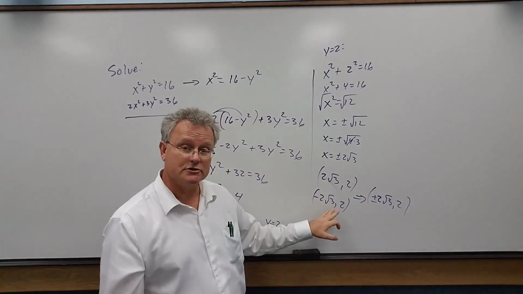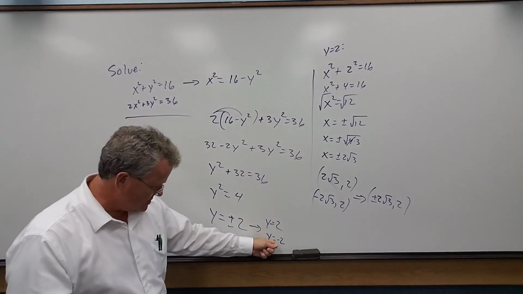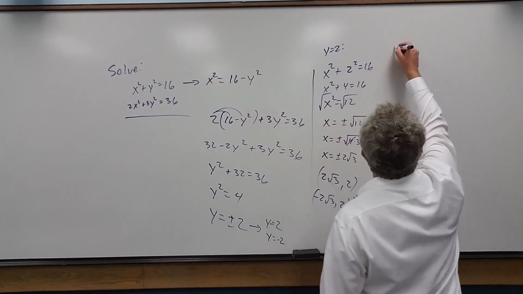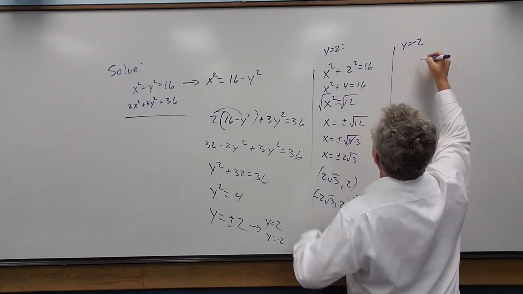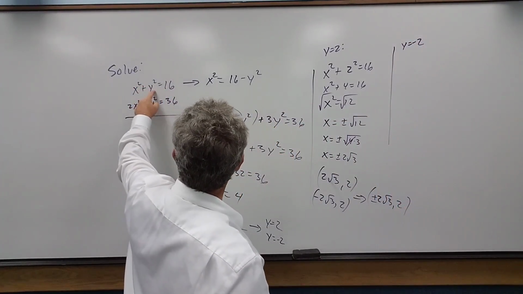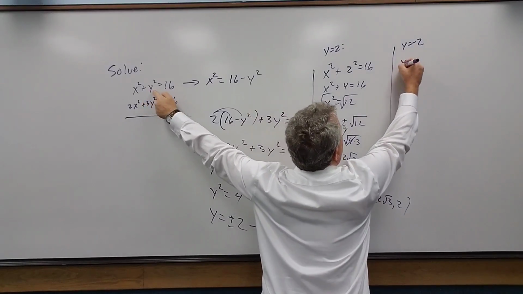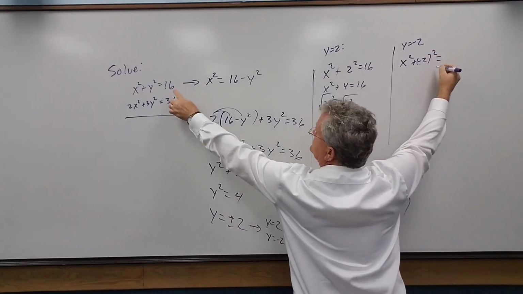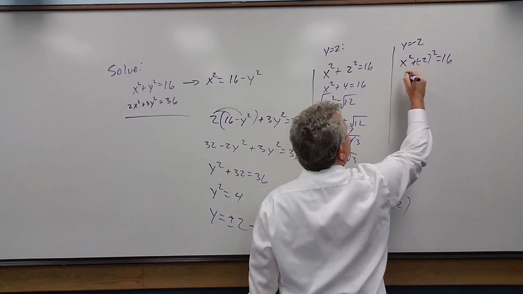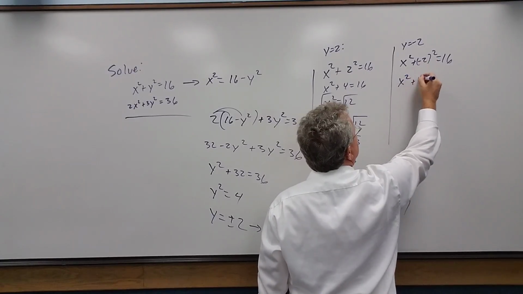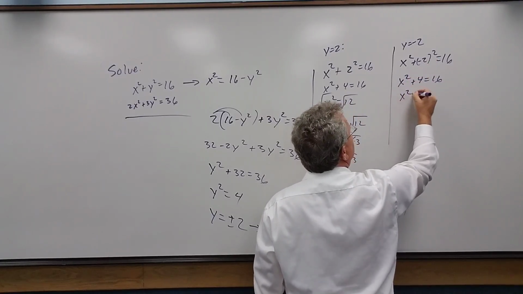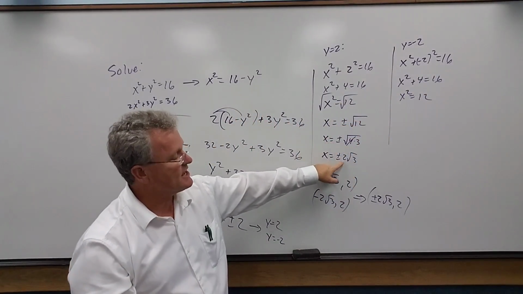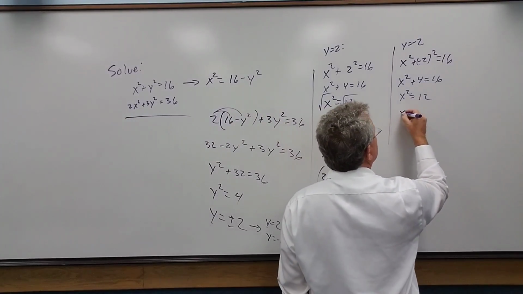So here's 2 solutions. Now we got to find, well, what's another solution when we get another answer when y is -2? So when y is -2, we're going to get the same thing, because when I square -2, we get positive 4. x squared plus -2 squared equals 16. Just plugging that in. -2 times -2 is 4. Subtract, we get 12. You get the same thing. So when I take the square root, I get x's again, plus and minus 2 root 3.